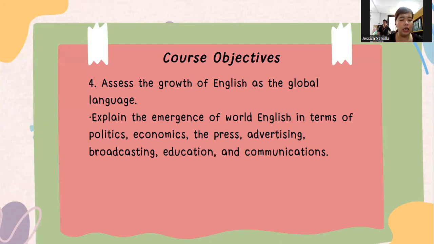So we're not looking only at English, particularly in terms of its history, but we're trying to look into the use of the English language in a global context. So we're about to explain the emergence of World English in terms of politics, economics, the press, advertising, broadcasting, education, and communication.